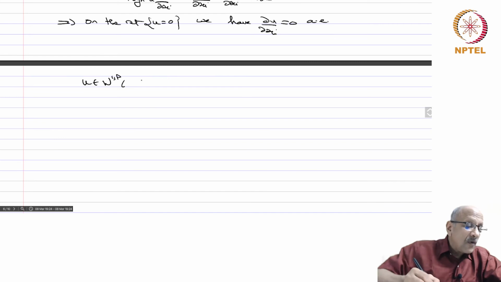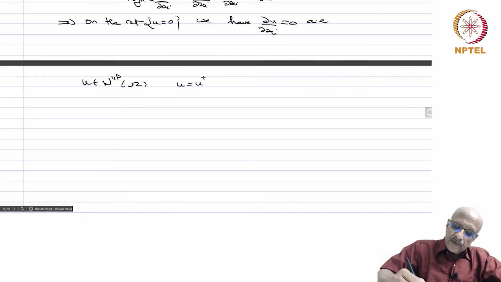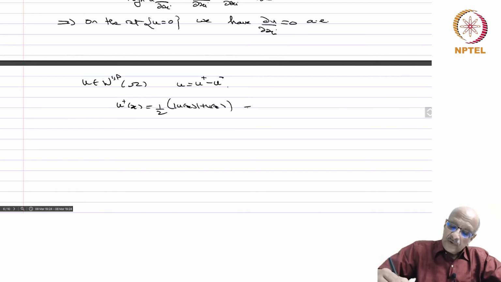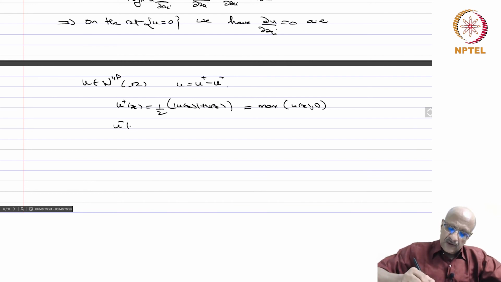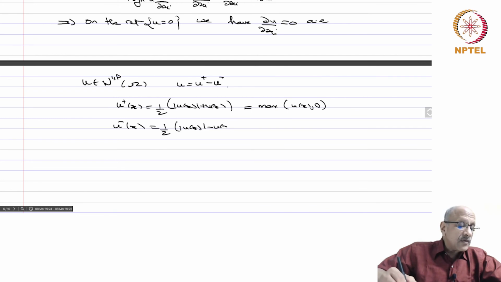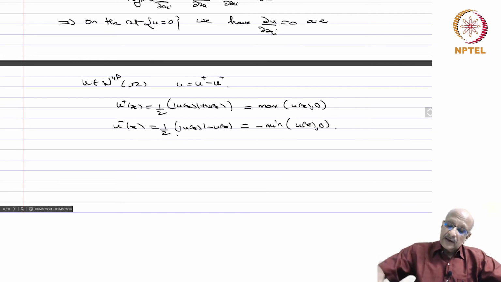in W1p of omega, we write u equals u plus minus u minus. Okay, so u plus of x is 1/2 of mod ux plus ux, which is the maximum of ux and 0, and u minus of x is 1/2 of mod ux minus ux, which is equal to minus minimum of ux and 0. So both are non-negative functions, and then of course you will have mod u is equal to u plus plus u minus.